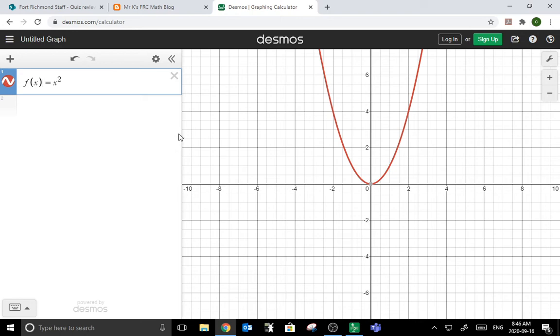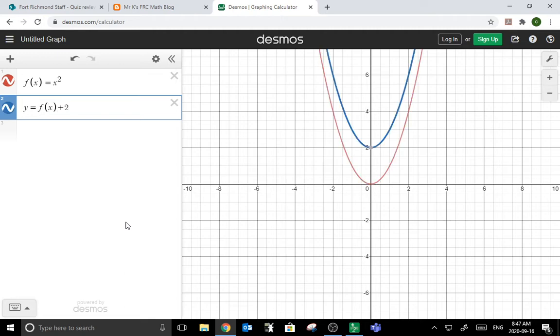I don't know if you knew this or not, but on Desmos you can actually graph things using function notation, which is very handy. Okay, so now, what happens if I take the function f of x is x squared and I add 2 to it? So I go y equals, and this is actually question number 11a, y equals f of x plus 2. Notice that moves it up.